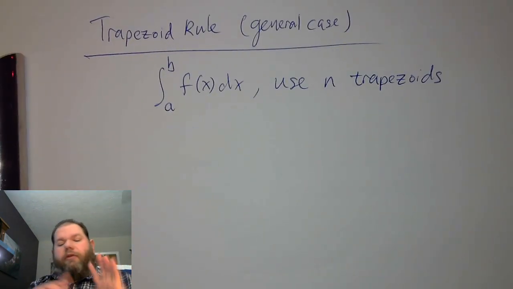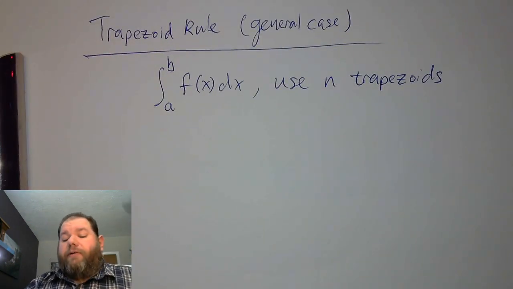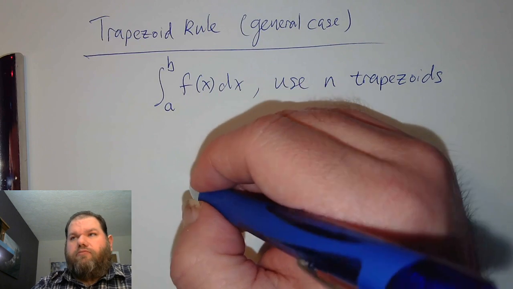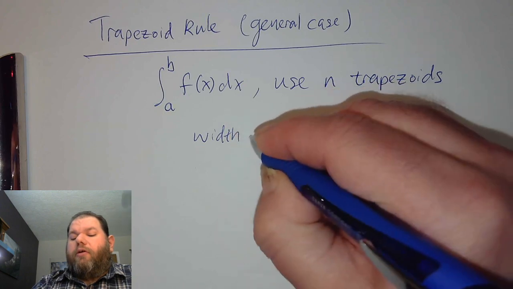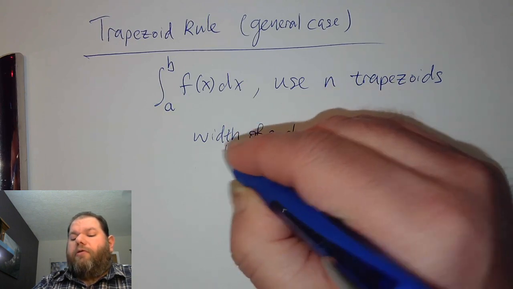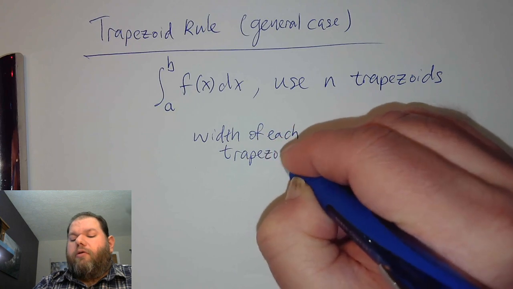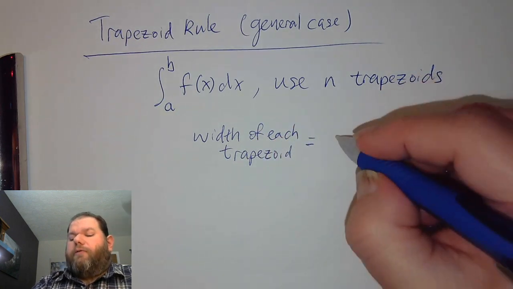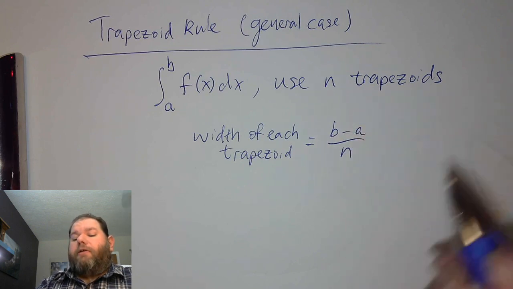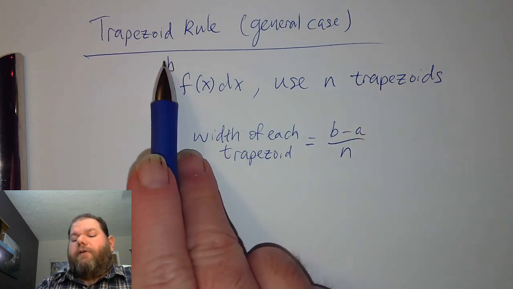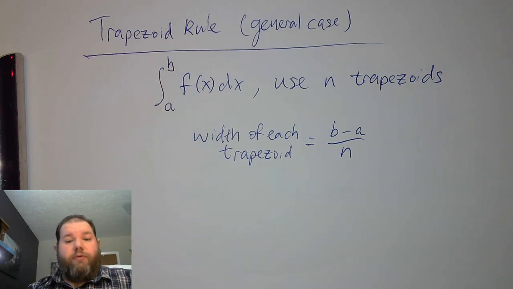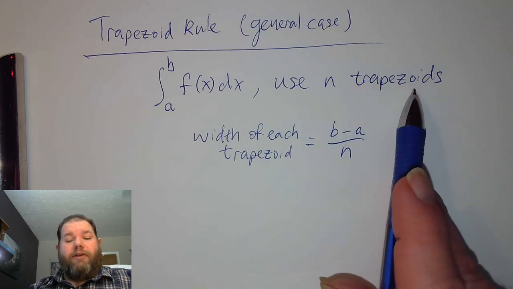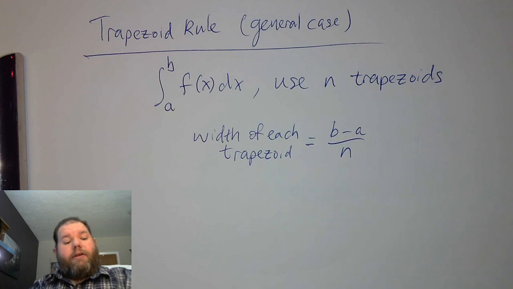Okay. So what happens if we have n trapezoids? Well, the first thing is that the width of each trapezoid is equal to b minus a divided by n. So basically this tells us the total width, b minus a, of the region that we're looking at, and we want to divide that into n trapezoids, so we take b minus a divided by n.